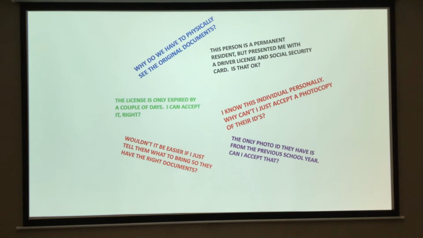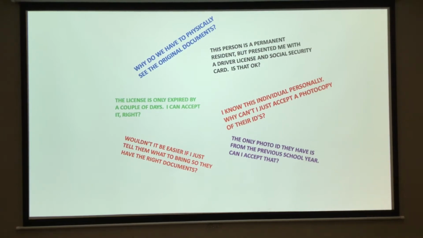Wouldn't it be easier if I just tell them what to bring so they have the right documents? We cannot tell an individual what documents to present. There is a list of allowable documents, which are in the paperwork packets, and the employee is able to choose from that list as to what to provide. The only thing we can control is that the identity document must be a photo ID, since we're an E-Verify employer.